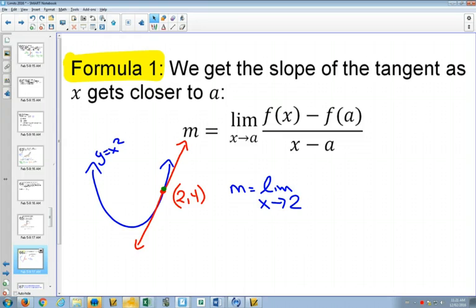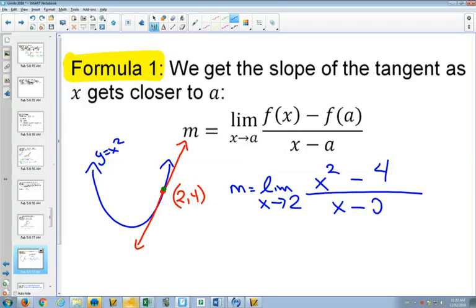Now, our function that we're dealing with right here is a parabola. So f of x, in our case, will be x squared. Now our a value is just 2. What happens when I plug in 2? 2 squared is 4. And we're going to divide by x minus, and since we're trying to figure out when it gets close to 2, it'll be x minus 2. Now, if this was the easiest limit possible, we could just plug in 2 and figure out what it would be. But unfortunately, we get 0 divided by 0.